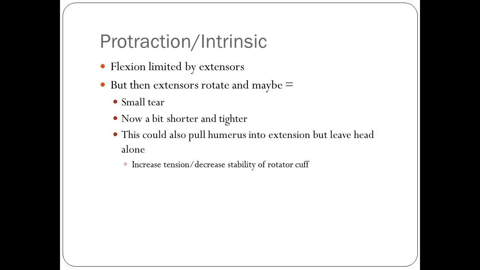So flexion is indeed limited by the extensors, but then add a bit of rotation to that and you might get a small tear, and our protective mechanisms will tighten everything up, which could eventually pull the shaft of the humerus back into extension, but leave the head of the humerus anterior to the glenoid fossa. This could increase the tension and decrease the stability of the rotator cuff muscles.